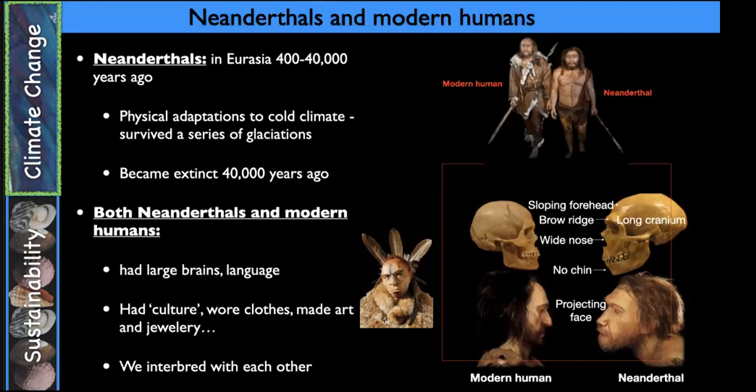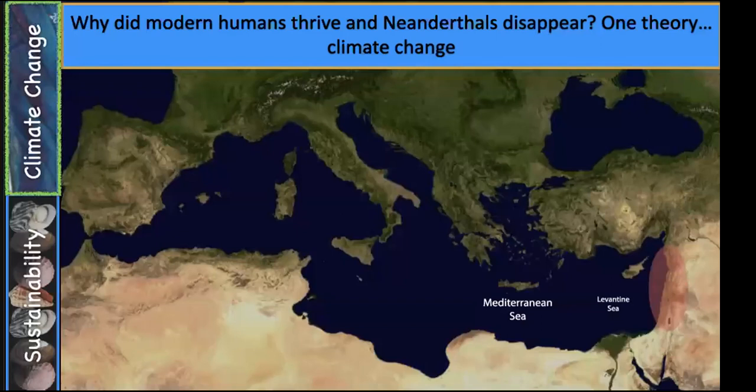We both have big brains, the ability for language. We both display some kind of culture in terms of symbolic expression, wearing clothes, making art, possibly burying our dead. Indeed, we're so similar to one another that we even interbred, and the majority of modern humans alive today carry some Neanderthal DNA in their genome as a result of these interbreeding events. So why did modern humans survive and Neanderthals disappear? There are many competing theories, but the one I'm interested in exploring today is climate change.